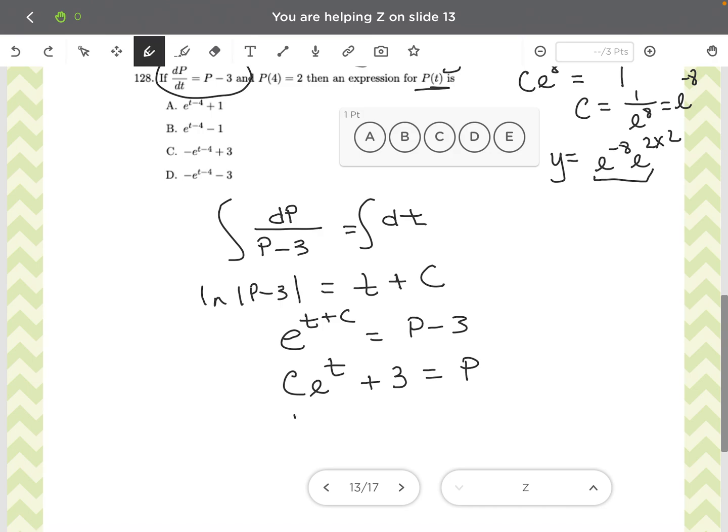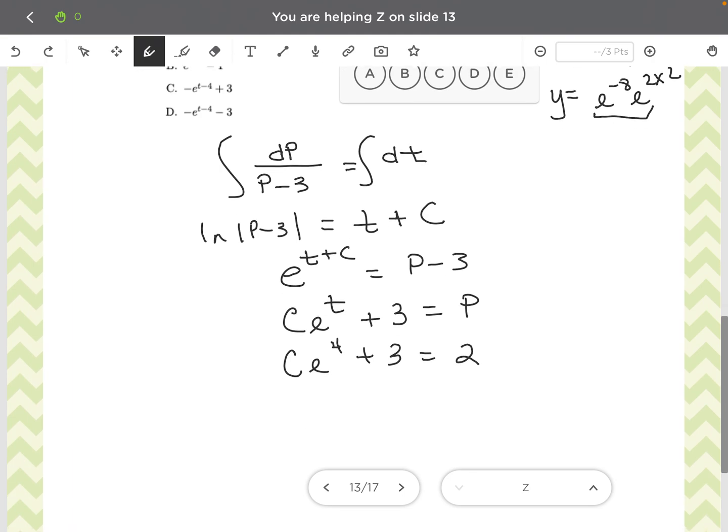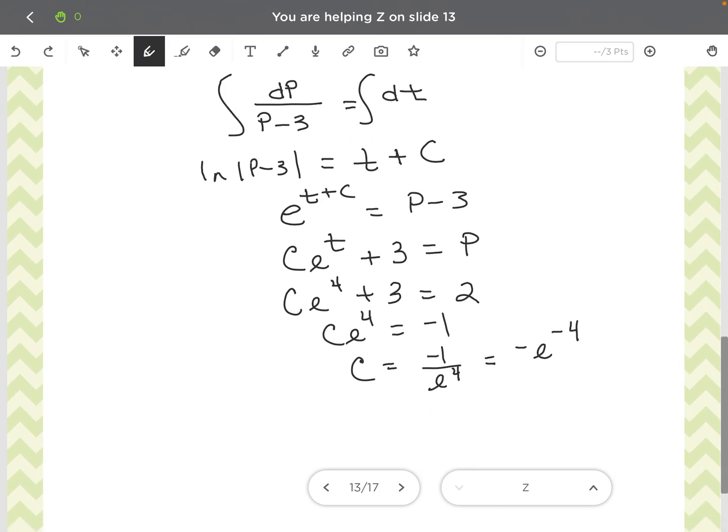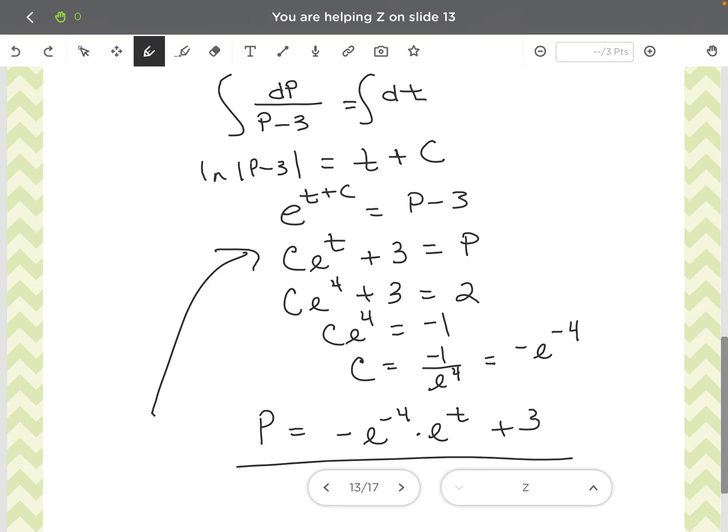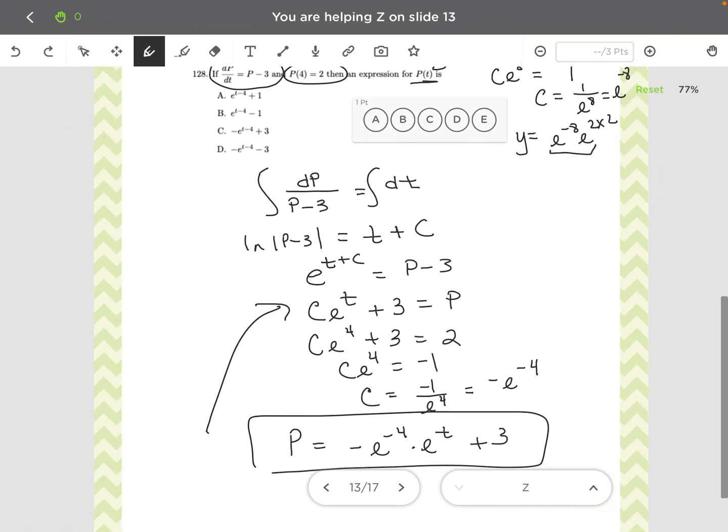They tell me when I plug in 4 for t, I should get out 2 for p. I'm using this point. Let's go ahead and solve for c now. There's that. So c is really negative 1 over e to the 4, which is really the same as negative e to the negative 4 if I bring that exponent to the top. So now if I plug it in here, p is really negative e to the negative 4 times e to the t, plus 3. So I'm looking for this solution, but remember, multiple choice, everything's always simplified. So notice this piece, they have combined it using properties of exponents. So your answer choice is C.